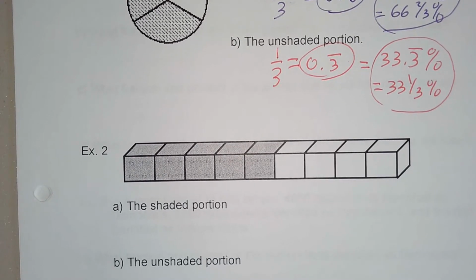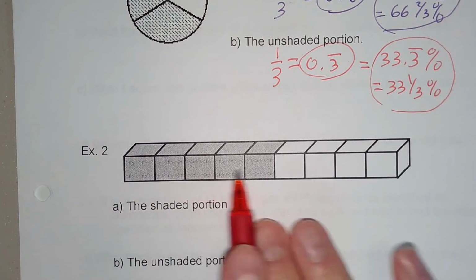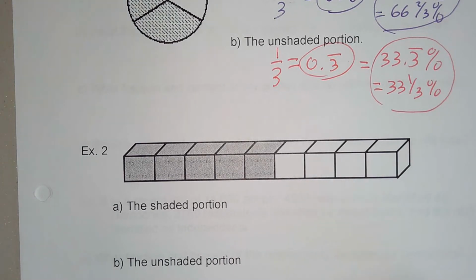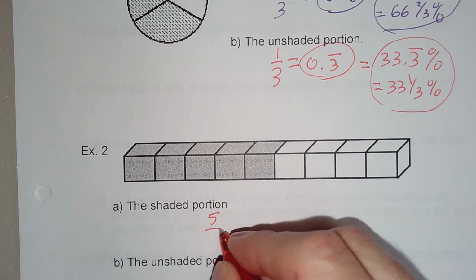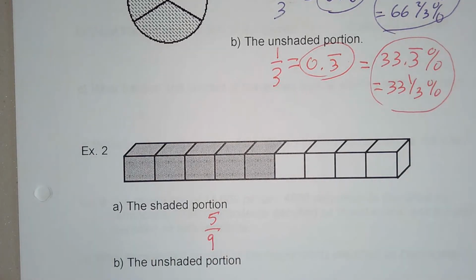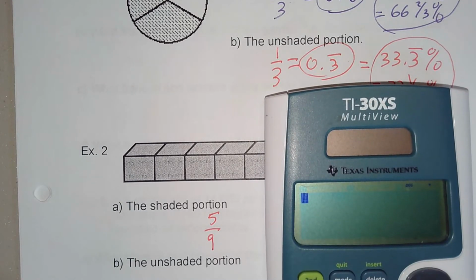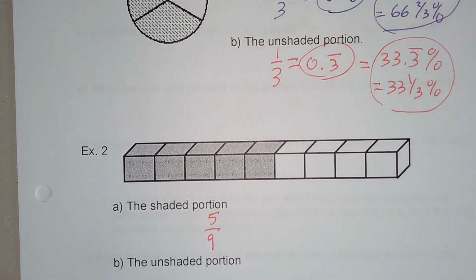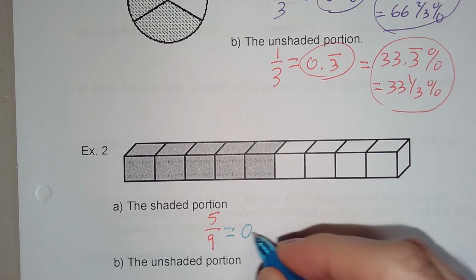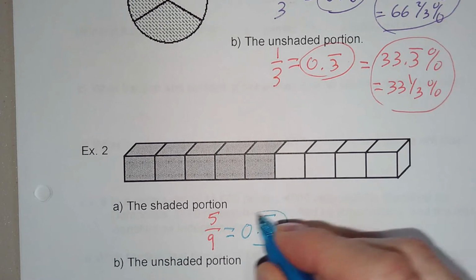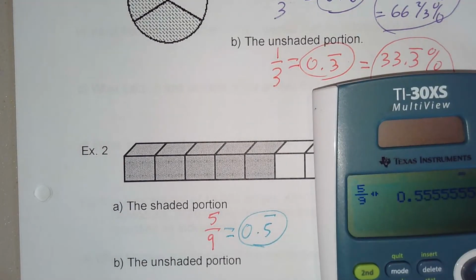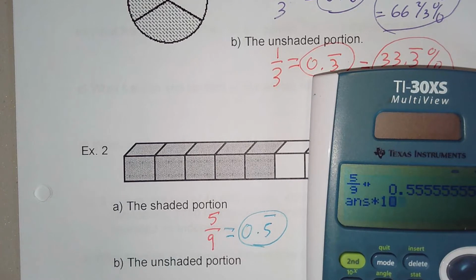Let's try number 2. So we've got 1, 2, 3, 4, 5, 6, 7, 8, 9 blocks. 5 of them are shaded, so our fraction here would be 5/9. Again, we'll use our calculator here to get the decimal. So that's 0.5 repeating. And then if we multiply that by 100, that gives 55.5 repeating percent.